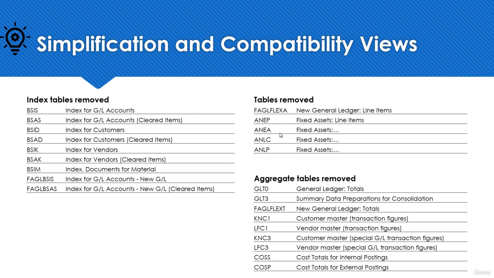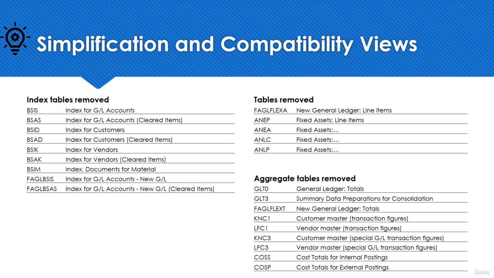Then we have the fixed assets tables which were removed, and then aggregate tables: general ledger totals, customer master, vendor master, and similarly cost totals for internal postings and external postings. All these aggregate tables are removed in SAP S/4HANA. So compatibility views are the replacement of expired index tables and aggregate tables.